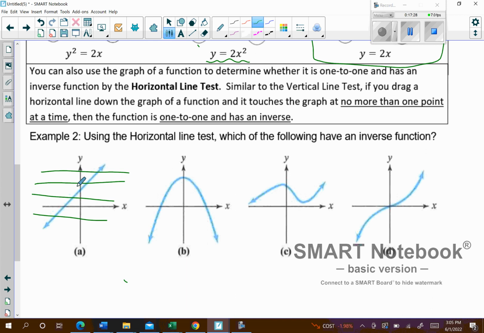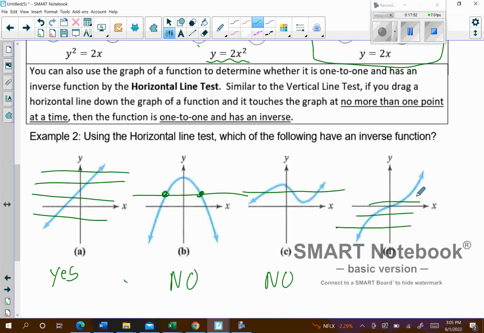The first one does. If you look right here, it does. So yes, it's one-to-one. The second one, not so much, because you can see right here, we hit in two spots. So yes, it is a function, but it's not one-to-one. So no. And then the third one, you can see it hits in a bunch of spots right there. So that would be no. And then the last one, that looks okay to me. I don't see any issues with that. So yes, that is one-to-one.